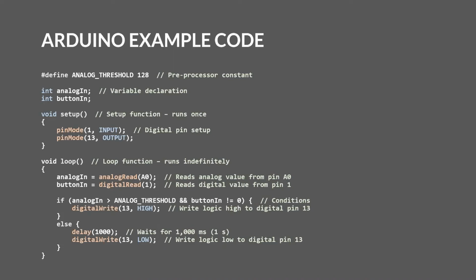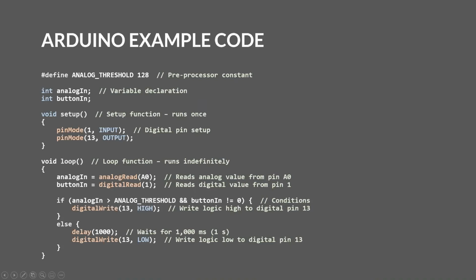So first up at the top here, what we have is a define statement. This is what's called a preprocessor constant. Essentially how this is working is every time the code sees the word analog_threshold in your code, it will replace it with the number 128. So you can see further down in this if statement, you have analog_threshold. That would be replaced with the number 128.